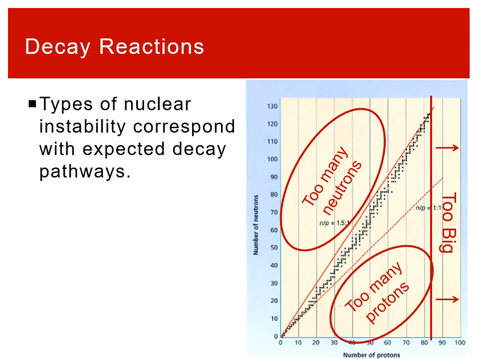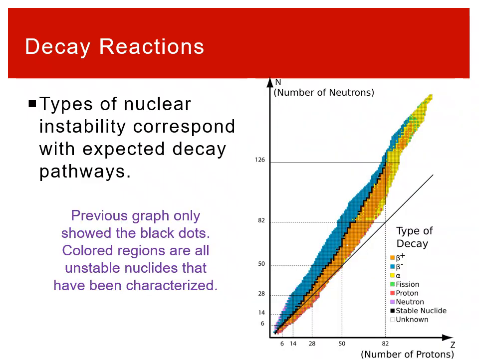So the types of nuclear instability correspond with those expected decay pathways. You can have too many neutrons, too many protons, or the nucleus can be too big, right? There's that really narrow band of stability, that handful or couple hundred stable possible combinations of protons and neutrons. Everything else around it is unstable, and we can understand spatially whether it has too many protons, too many neutrons, or is it too big. If we take that same graph, the black dots in the middle still represent the stable nuclides. Everything around it is then color-coded based on the type of decay that nuclide undergoes.